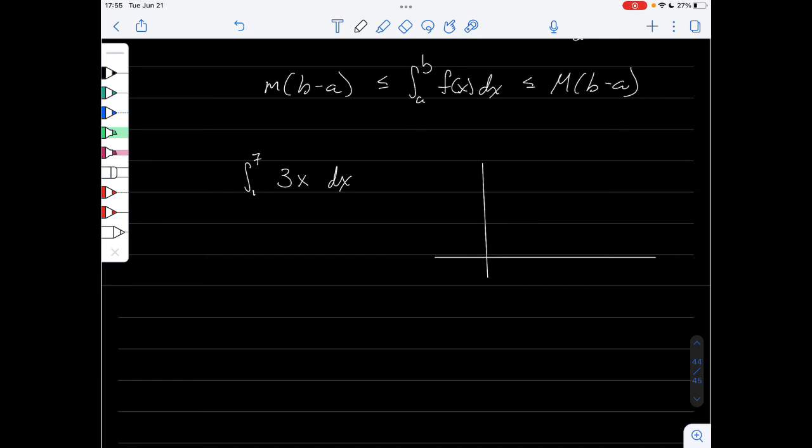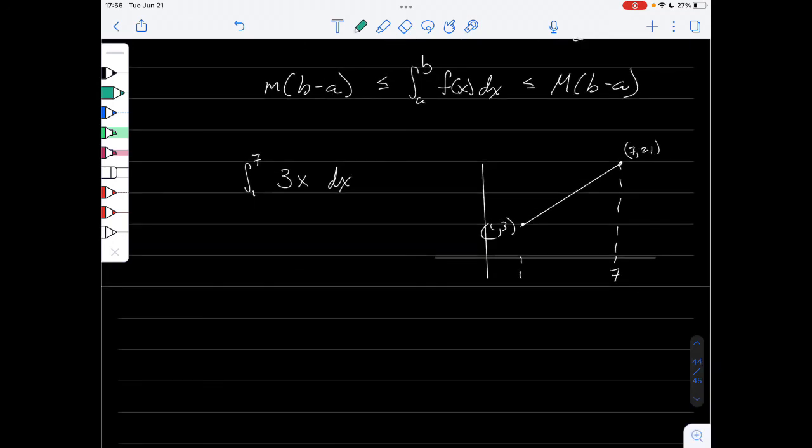So we know that when x is 1, y is 3. And when x is 7, y is 21. And we know it's a straight line here. So this is 1. This guy down here is 7. Okay. We can find the area without using the Riemann sum. Because what we have here is a triangle and a rectangle.